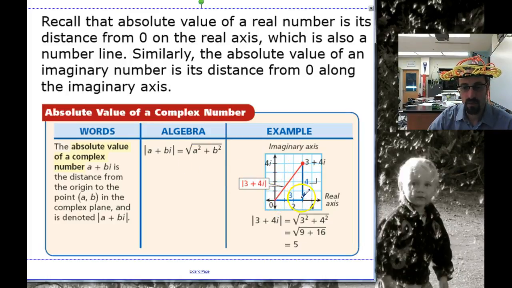Take one leg, square it, add it to the other leg squared, and take the square root of that, and you'll get the distance. And that's exactly what we're doing here. So when you see the absolute value of a complex number, take the a and the b, not with the i, just the b, square both, add them together, and take the square root.